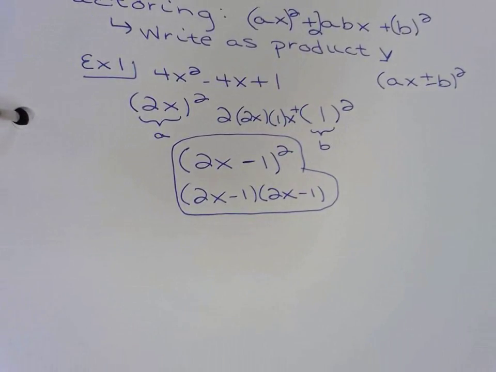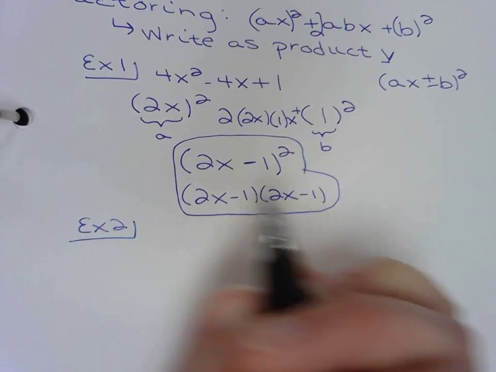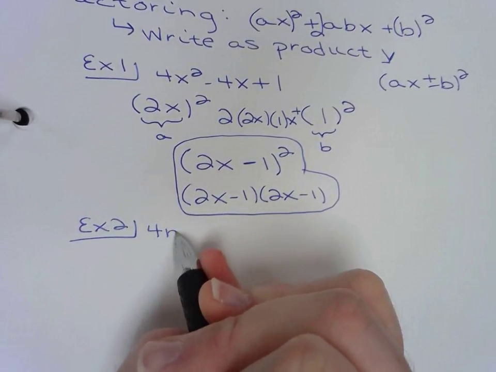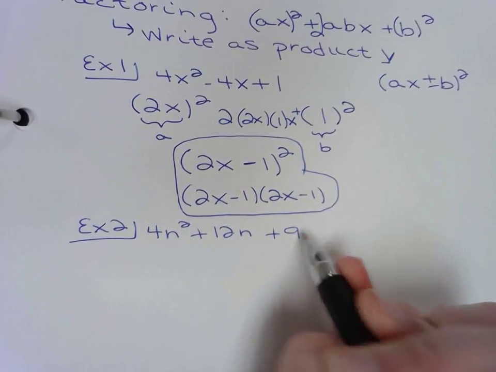Okay, these are kind of tricky. Let's look at a couple more examples. I think the more examples that we do, the better it'll be. Let's look at one like this: 4n squared plus 12n plus 9.